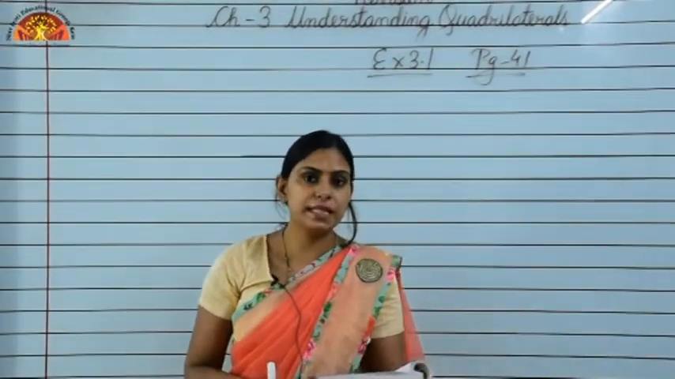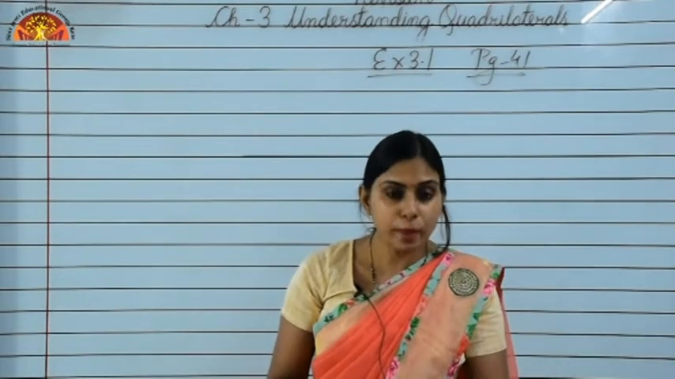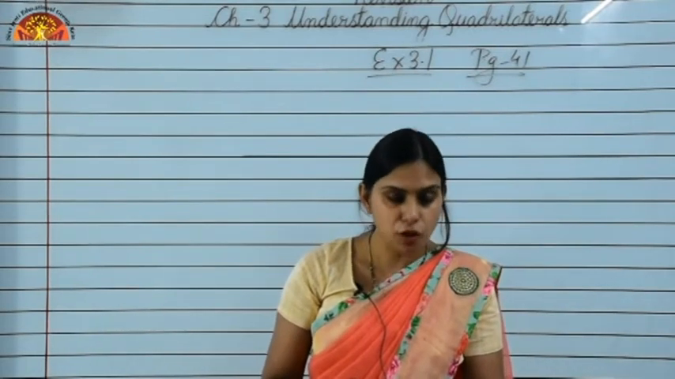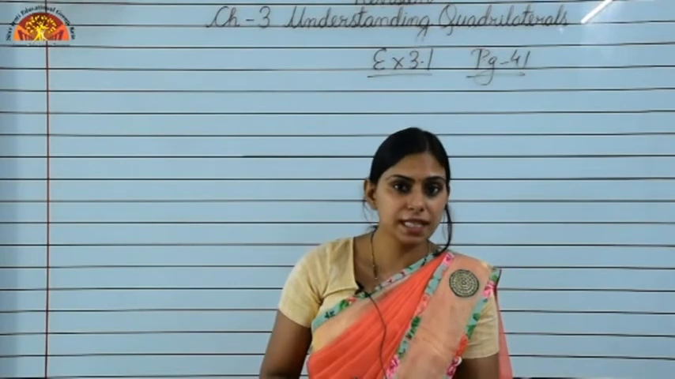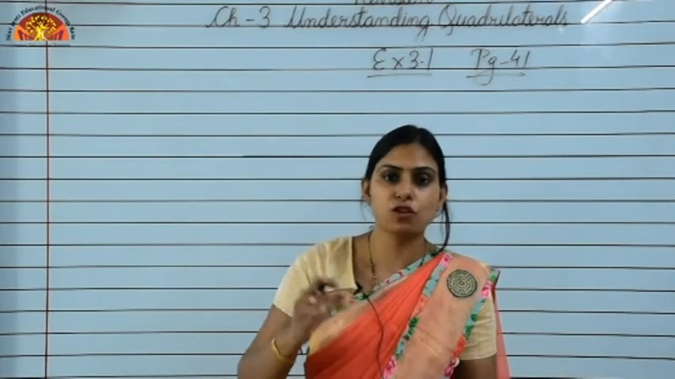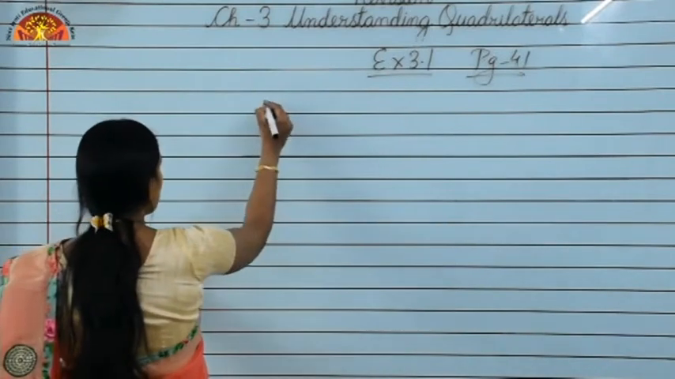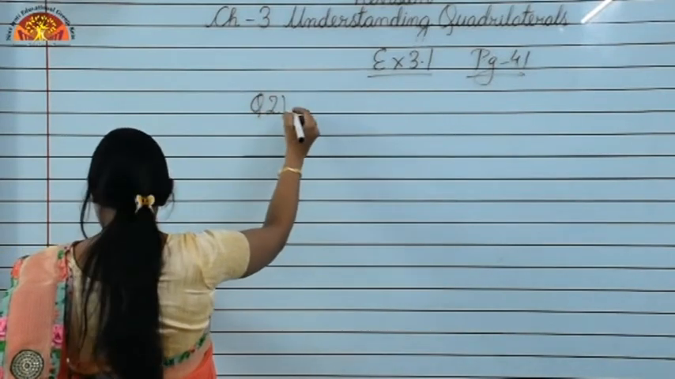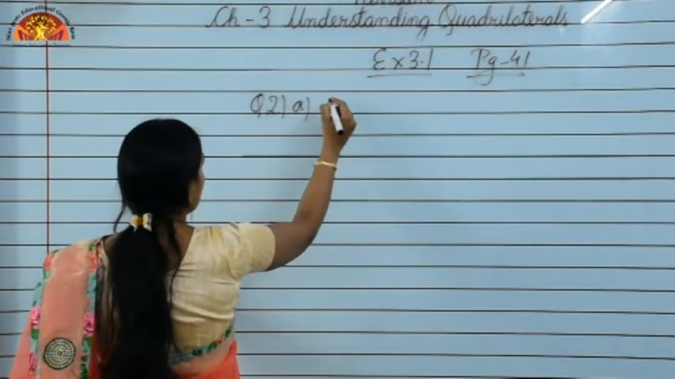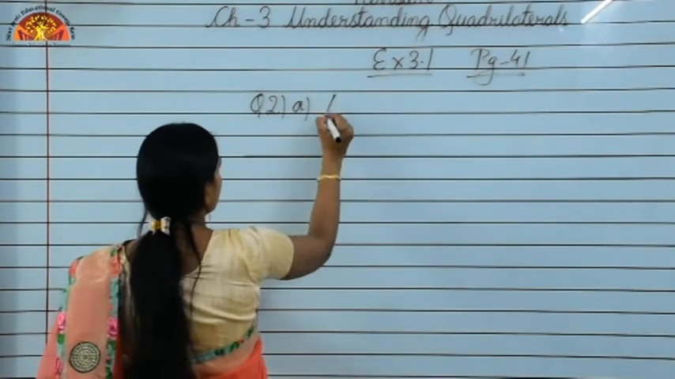Now just see here, children, the question number 2. Please read the question. How many diagonals does each of the following have? You have to give the number of diagonals in each of the polygons. So let's study the first figure over here.